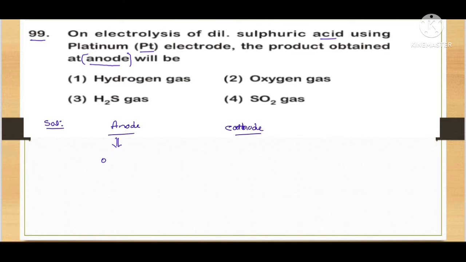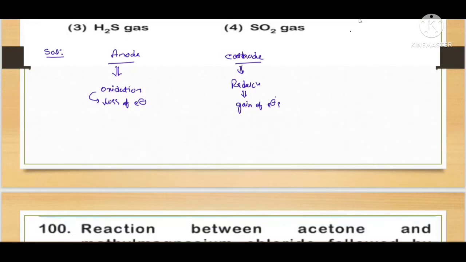At anode, oxidation takes place, which means loss of electrons. At cathode, reduction takes place. That means gain of electrons.